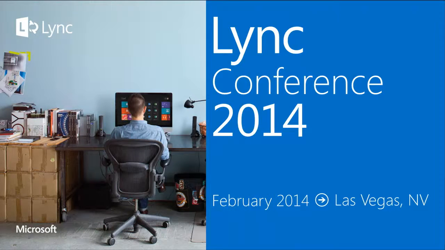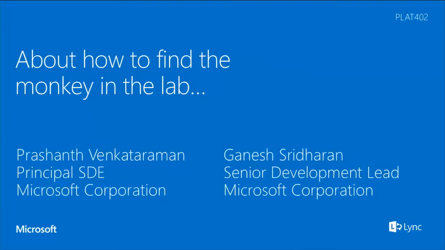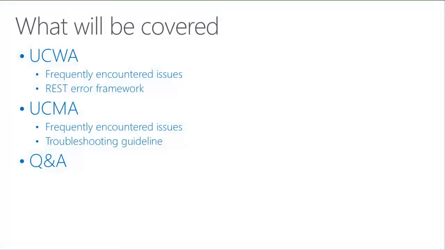Welcome to the debugging session, or as we like to call it, find the monkey. How to find the monkey. So my name is Prashant Venkatraman. I'm basically a dev in the UCIVA team, and I'm joined by my colleague Ganesh Sridharan. He's the dev lead who owns both UCIVA and UCMA. And in this particular session, we'll be talking about two specific APIs, which is UCIVA, Unified Communications Web API, and UCMA, which is the Managed API.